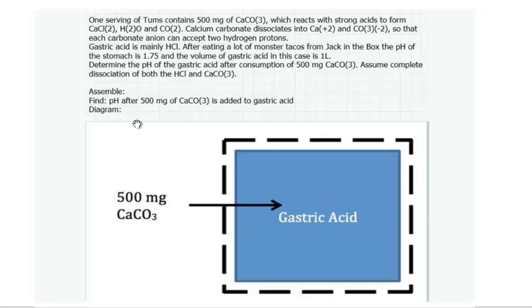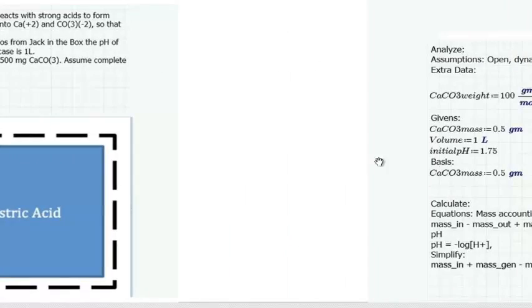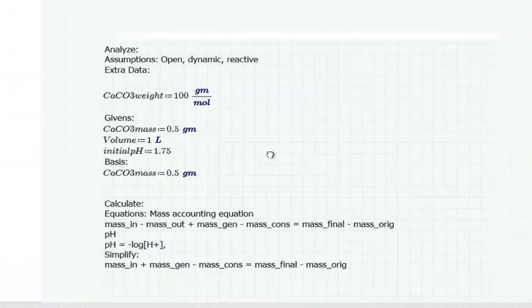Alright, so now just quickly going over our symbol. Our goal here is to find the pH after we add our 500 milligrams of calcium carbonate. So then just the diagram shows the calcium carbonate going into the system. Step on over to our analyze section.